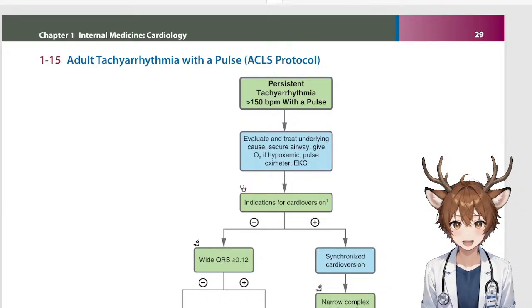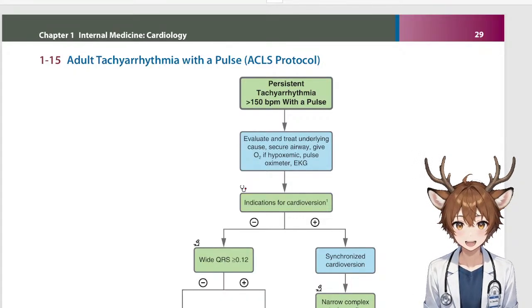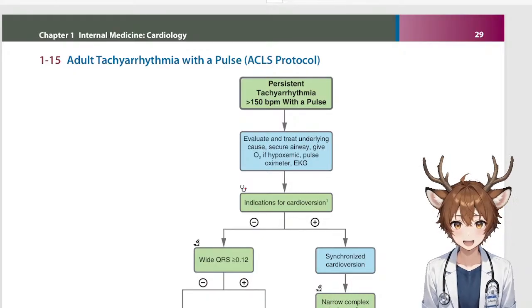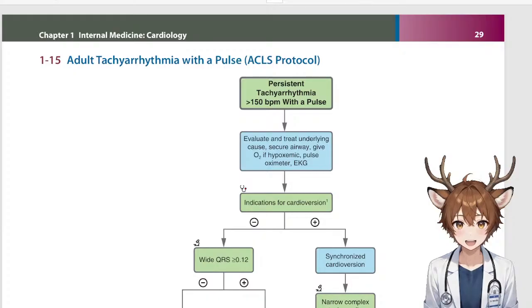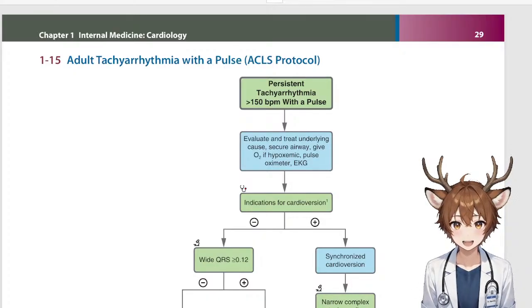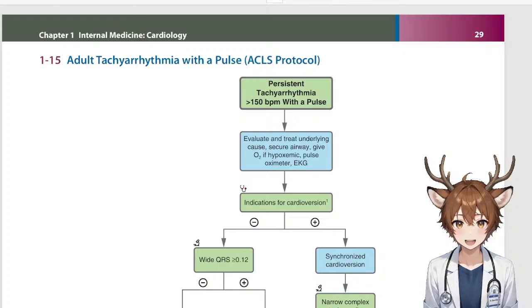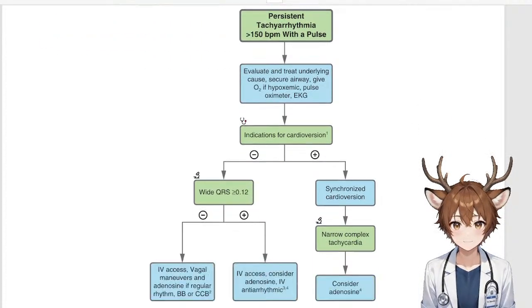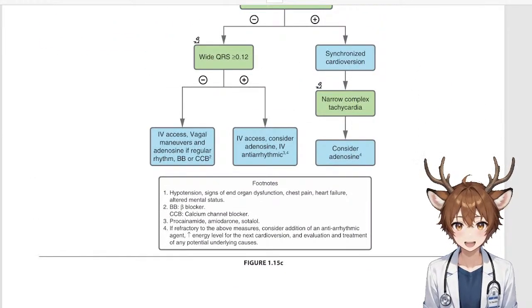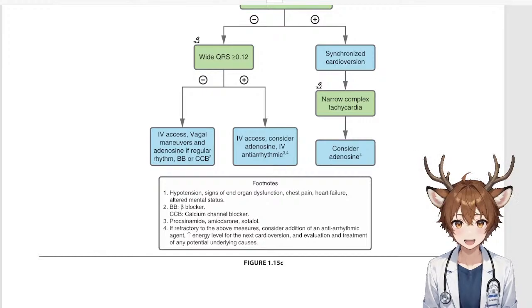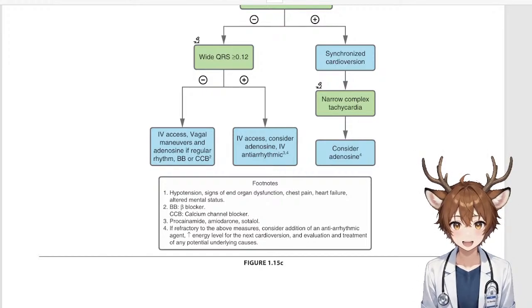115, adult tachyarrhythmia with pulse, ACLS protocol. Persistent tachyarrhythmia greater than 150 BPM with a pulse. Evaluate and treat underlying cause, secure airway, give O2 if hypoxemic, pulse oximeter, EKG. Indications for cardioversion. Cardioversion here says hypotension, signs of end organ dysfunction, chest pain, heart failure, altered mental status.